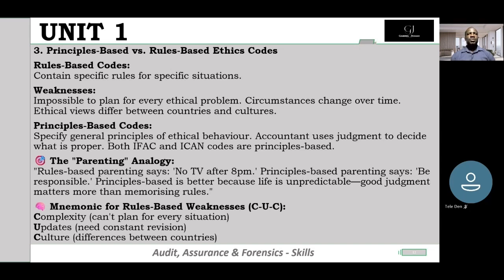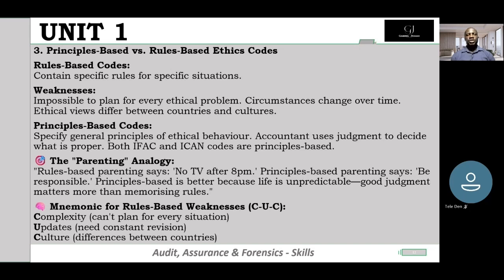So principle-based codes specify general principles of ethical behavior. So the accountant uses judgment to decide what is proper in the circumstances. So both IFAC and the ICAN codes are principle-based.